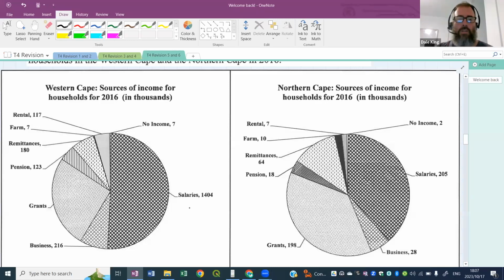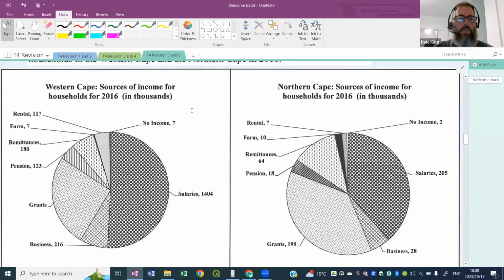For example, salaries make up 1.4 million in the Western Cape. On the right-hand side, salaries only make up 205,000. All right, but that depends on how many households there are in the Northern Cape. We don't know percentages. Usually pie charts show percentages. These pie charts don't show percentages. Maybe they want us to calculate percentages. I don't know, but pie charts usually show percentages, all pieces of the pie making up 100%. But let's see, maybe the question wants us to answer a percentage question based on the information that we have here.